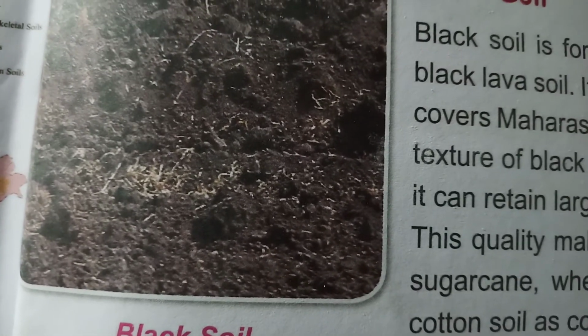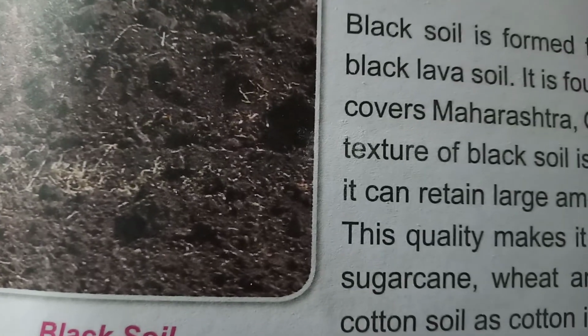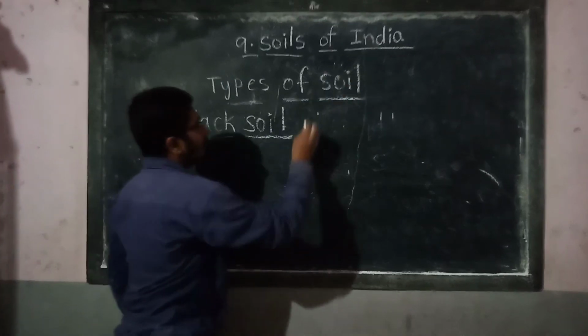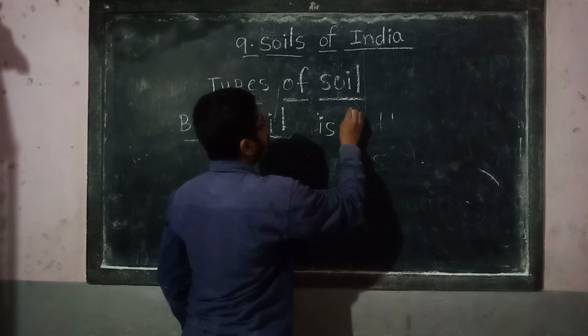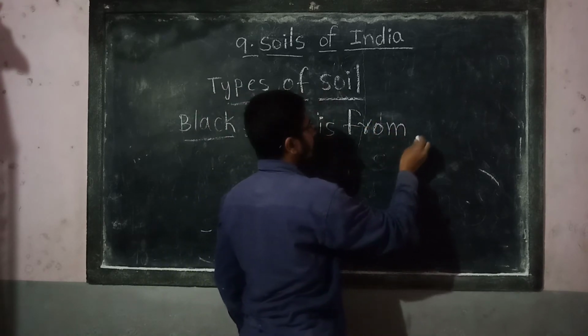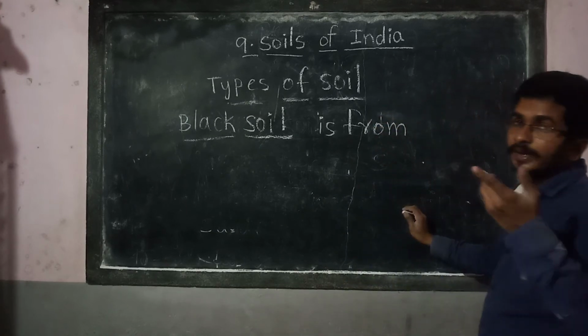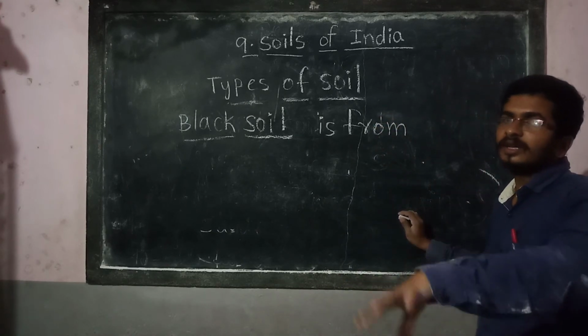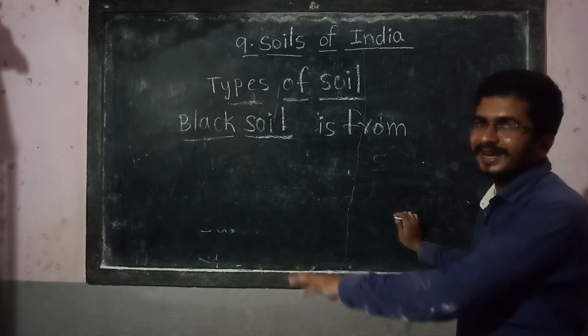Clear? You might have seen the black soil. So here, how is black soil formed from lava rocks? Remember how it is formed? The alluvial soil is coming from the Himalayas region to the mostly northern part and coastal plains.